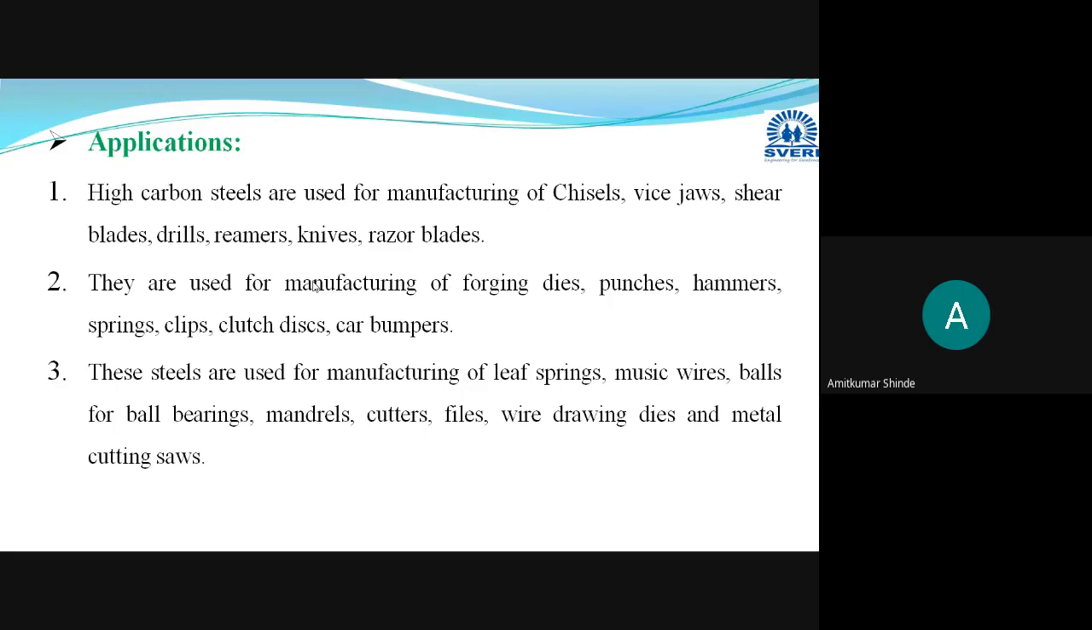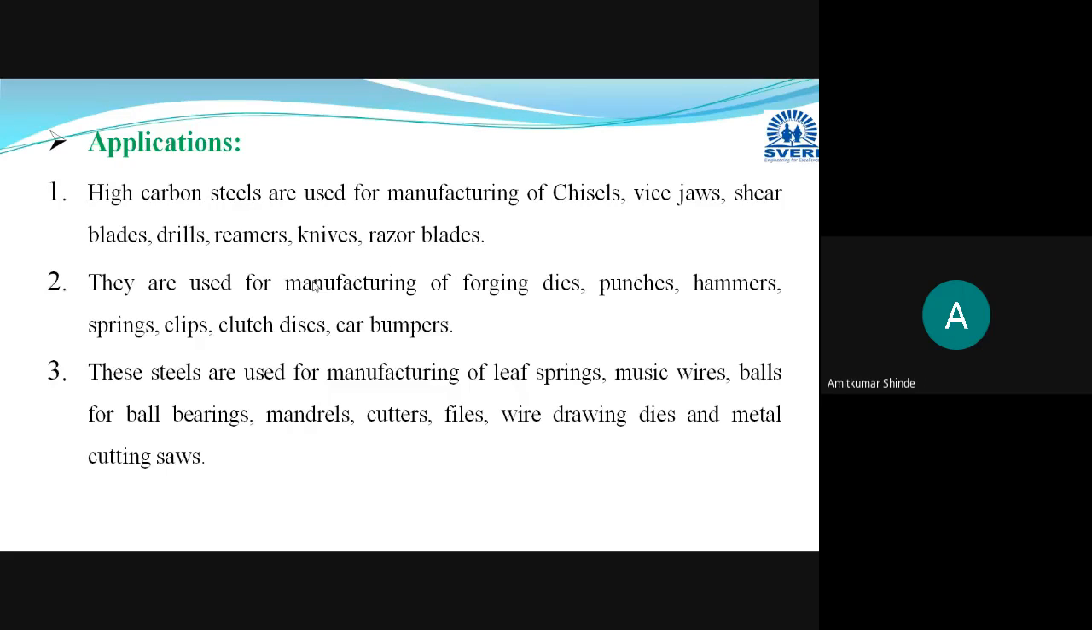And see the next second point here, different types of dies. I will take the second and third points combined. Different types of forging dies and different types of wire drawing dies are made from high carbon steels only. And these punches, hammers, springs, and clutch discs, I have discussed that.